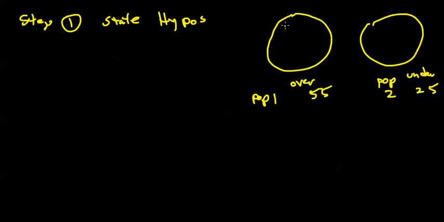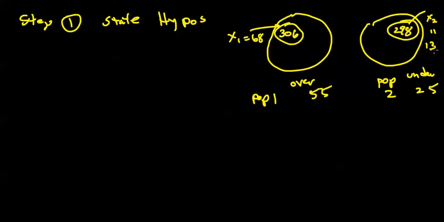We're taking our sample, and in our sample we've got 306 people chosen, and from this 306 we've got a raw count of 68 over 55 people that dream in black and white. Similarly, in the under 25 group, we've got 298, and the raw count, I'll call it X sub 2, of people that dream in black and white from this group is 13.